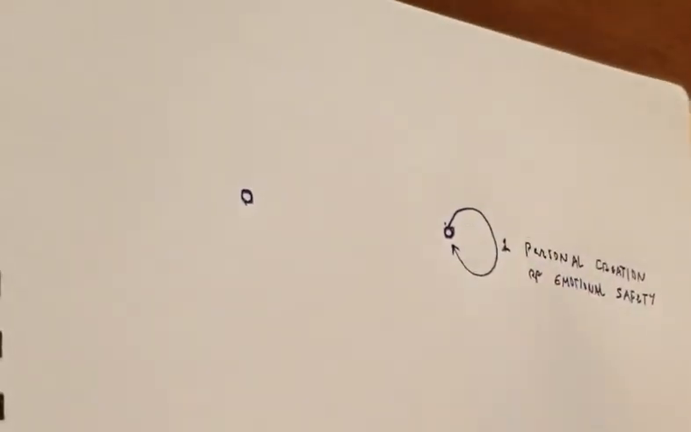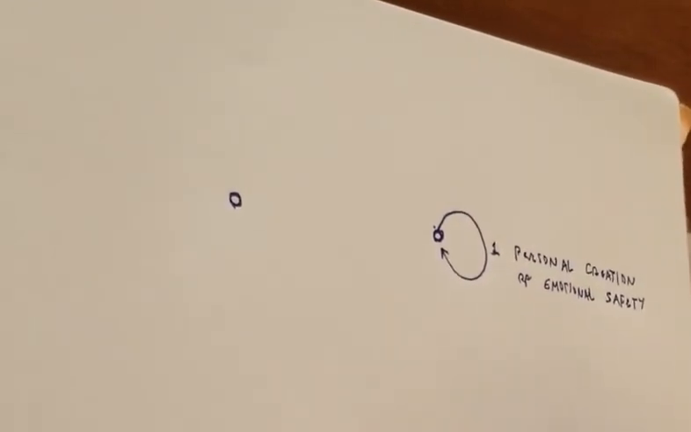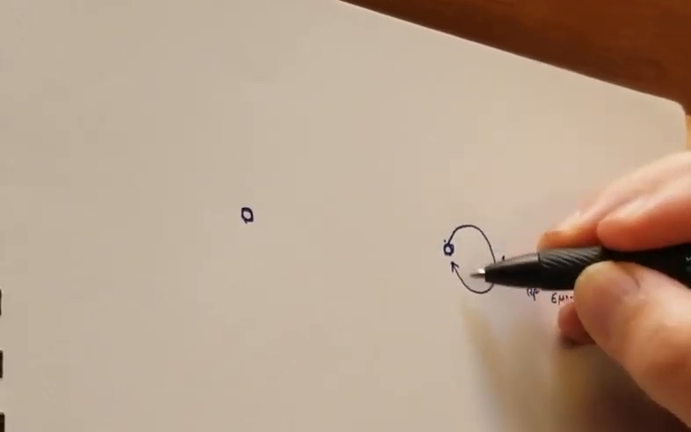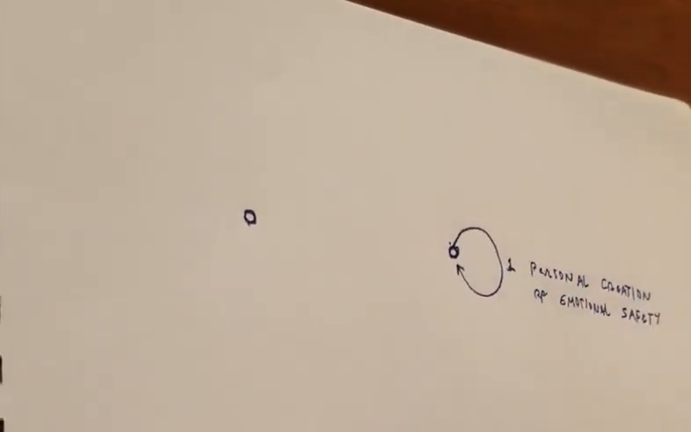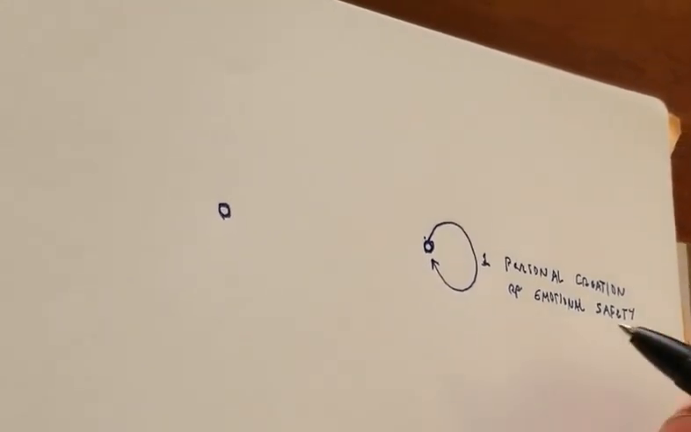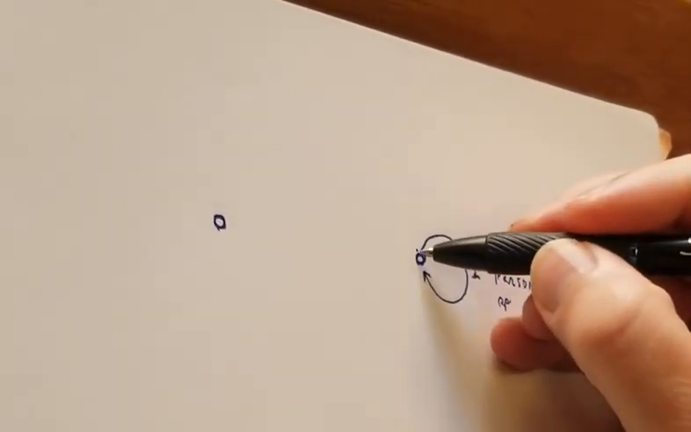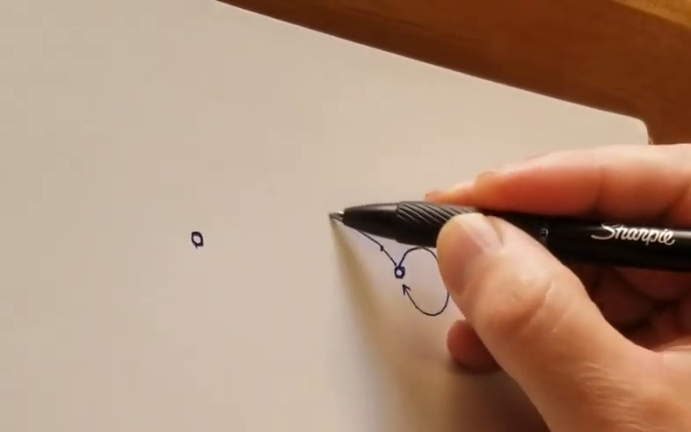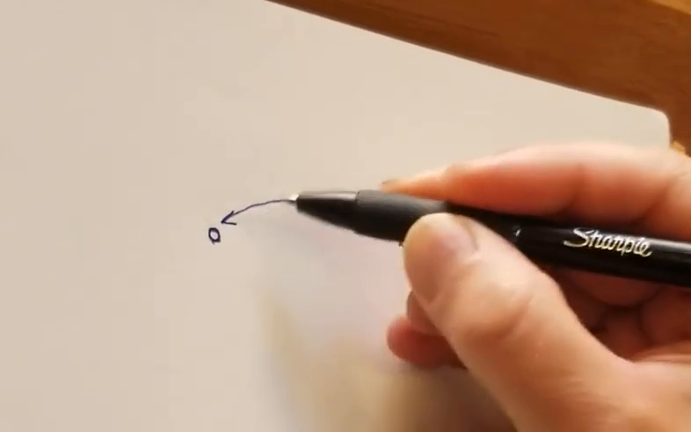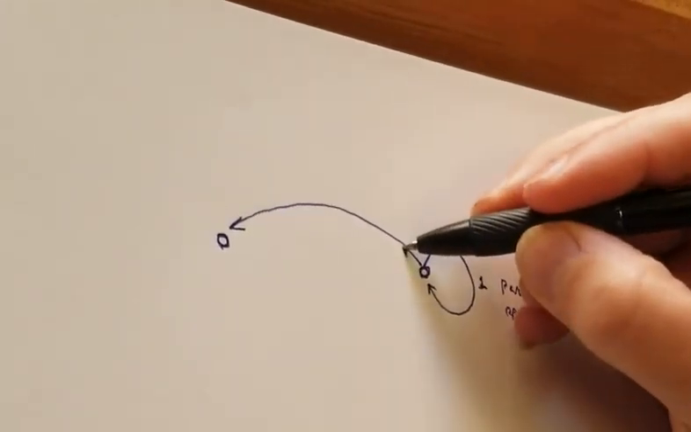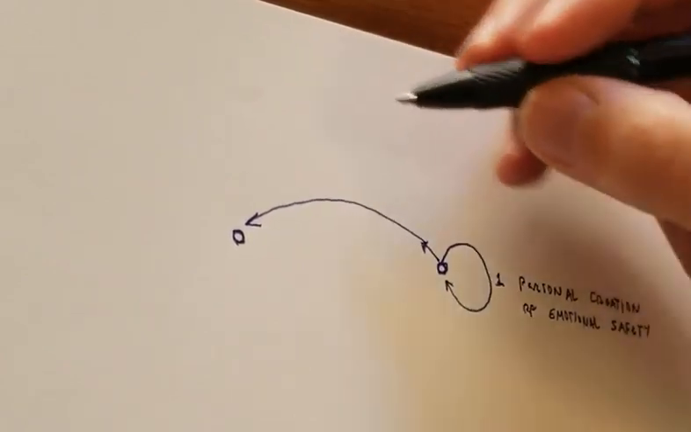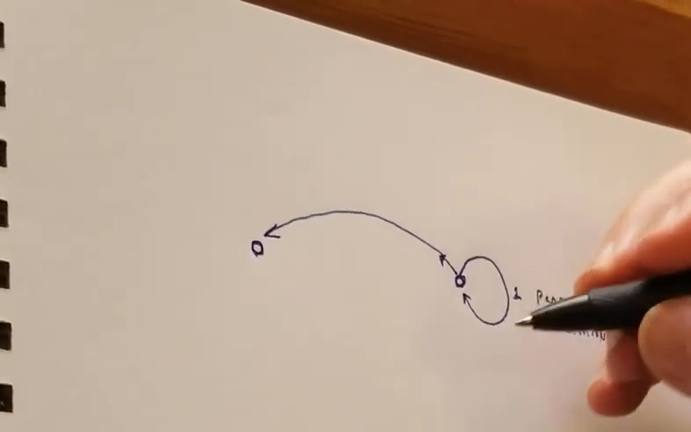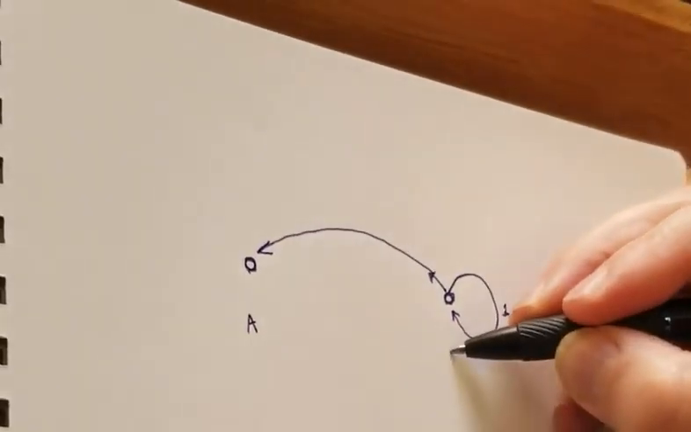So I can draw a similar circle over here. I'm not going to do that just yet, but there's kind of an arrow going from self back to self. Right. Okay. And similarly, a person can create emotional safety for another person. So this effort is an outgoing effort. I haven't labeled the people yet, so maybe we could call this person A and this person B.